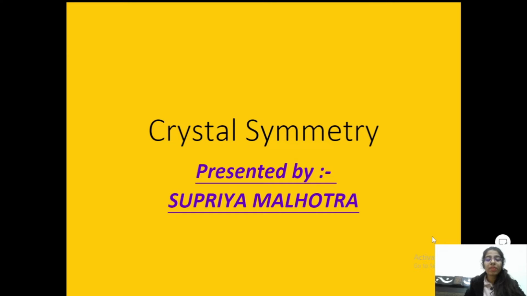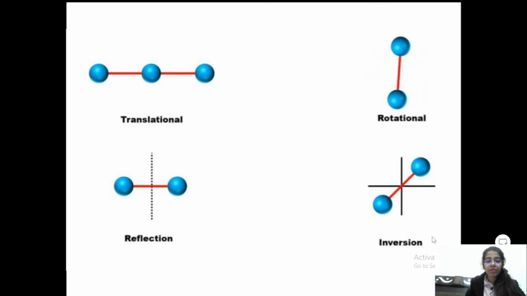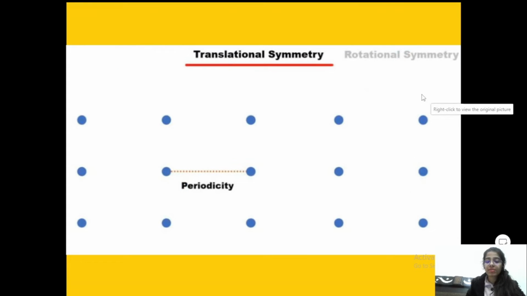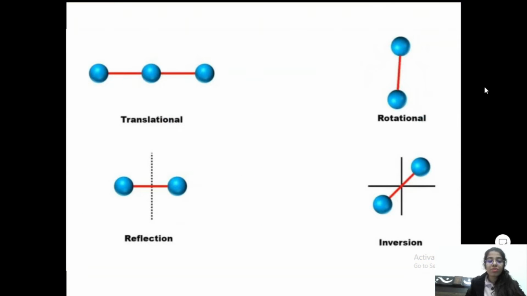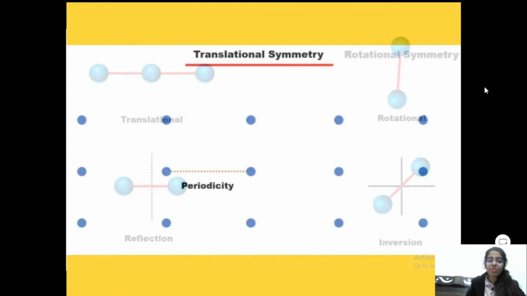So today in this video we will learn about the topic that is crystal symmetry. There are four types of symmetries found in a unit cell, that is translational symmetry, rotational symmetry, reflection symmetry, and inversion symmetry. According to these symmetries, a unit cell exists. So let us first talk about the translational symmetry.